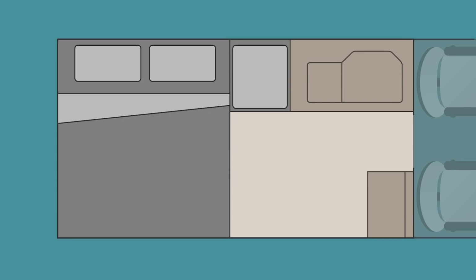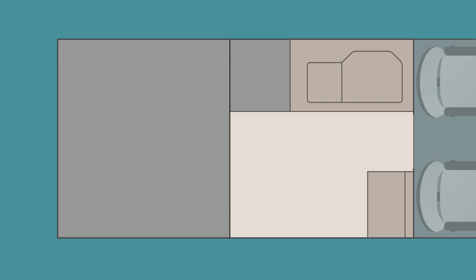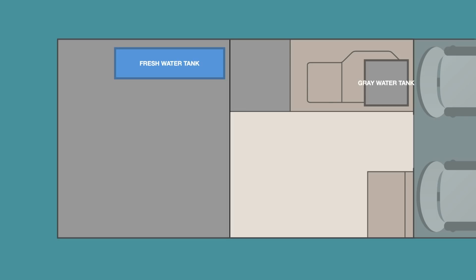And then for those underlying systems, I wanted to have a water system with a 20 to 30 gallon freshwater tank, a 7-gallon-ish gray water tank, a propane locker that could house a 20-pound barbecue-style tank, and an electrical system with a decent-sized battery, inverter, and solar panels.